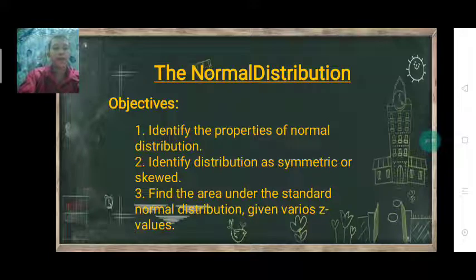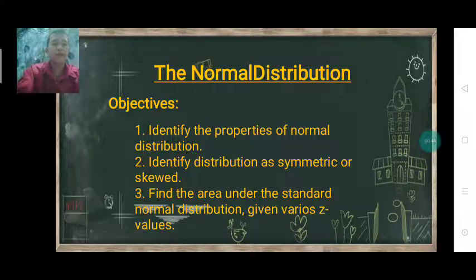The normal distribution objectives. 1. Identify the properties of normal distribution. 2. Identify distributions as symmetric or skewed. 3. Find the area under the standard normal distribution given various z values.